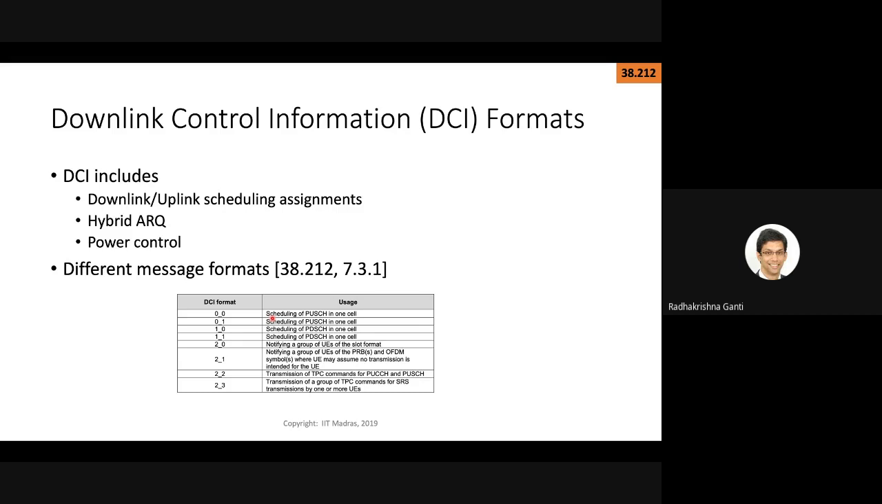So as I said, we'll also similarly do the uplink control information, but first let's focus on the DCI. DCI has both downlink and uplink scheduling assignments. Finally, it's the base station which controls what has to be transferred in the downlink and what is transferred in the uplink. So both the uplink and the downlink scheduling assignments are provided by DCI.